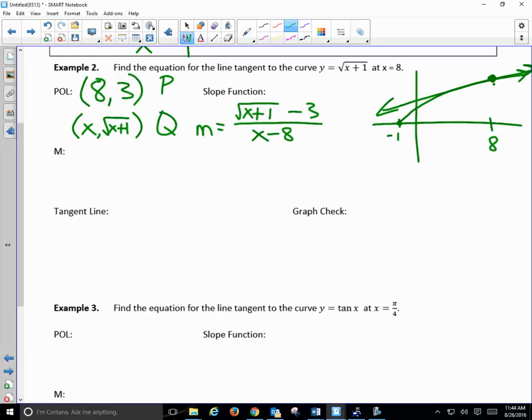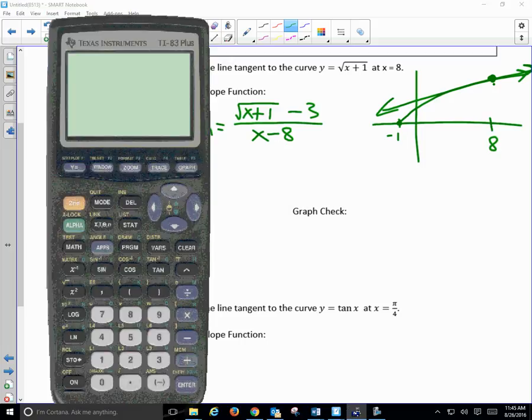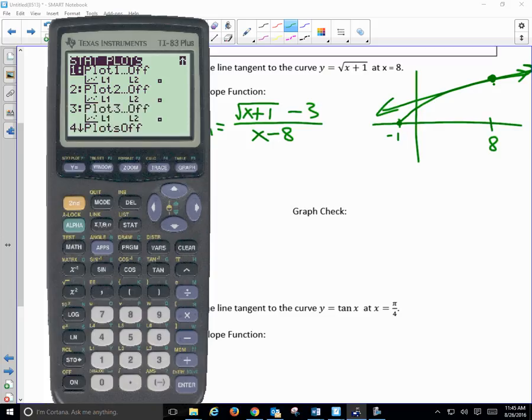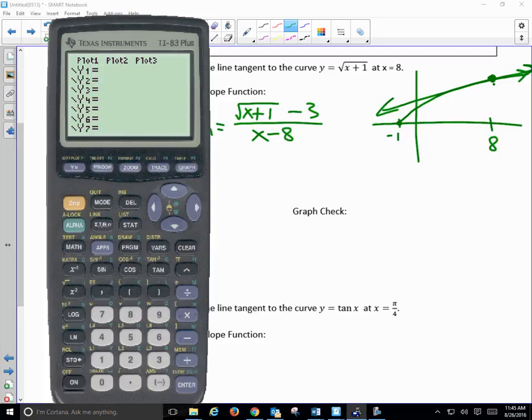That's our slope function. We're going to take our calculator and plug that in. And you got to be careful when you plug it in that you use parentheses appropriately. Square root of x plus 1, and then it's minus 3, parentheses, divided by parentheses, x minus 8. Okay, so you got to make sure you divide by everything in the denominator.